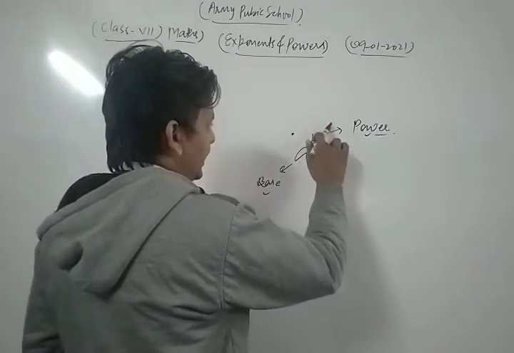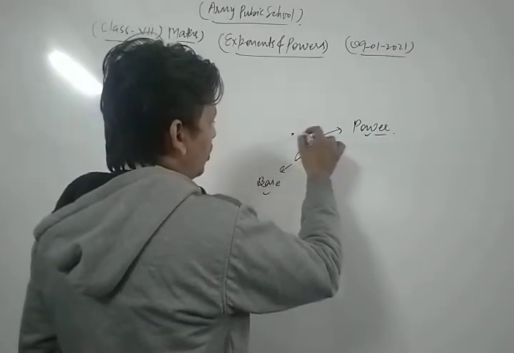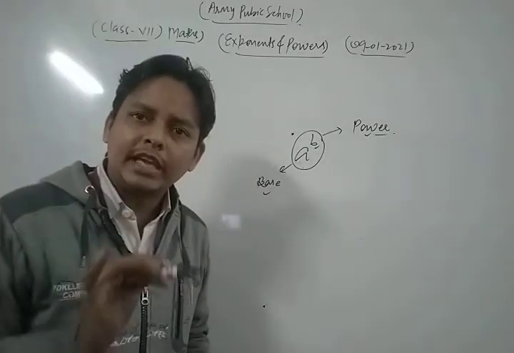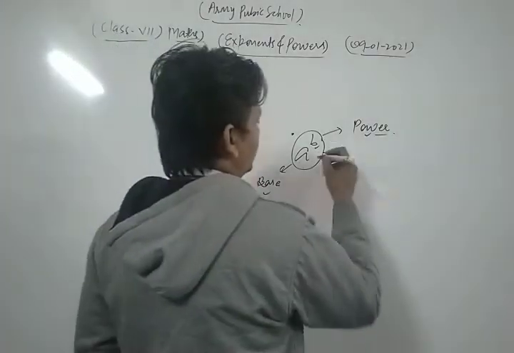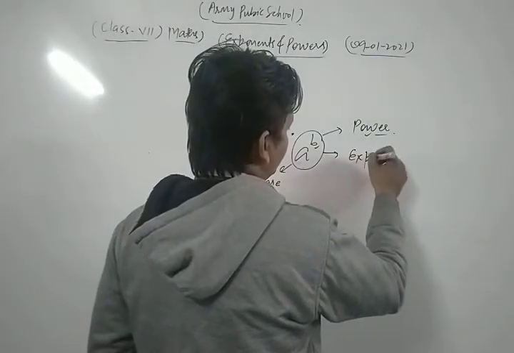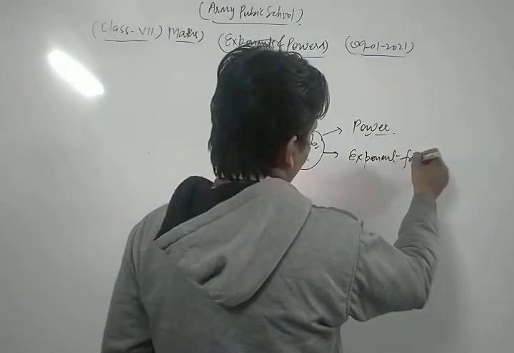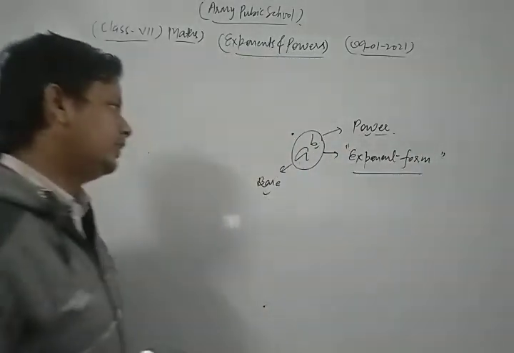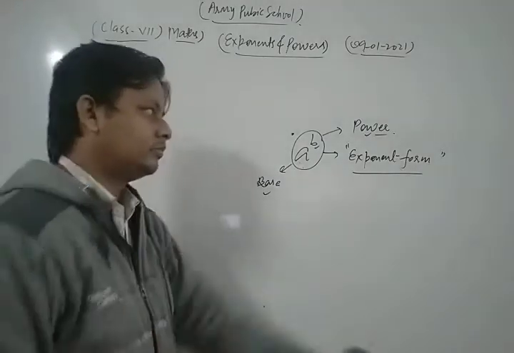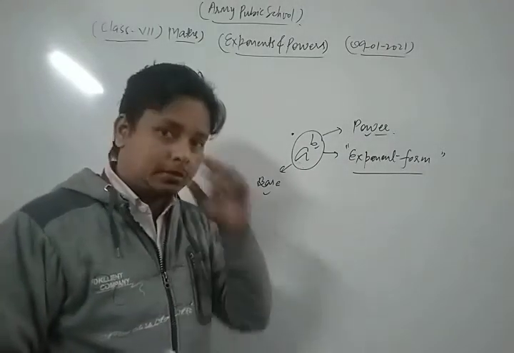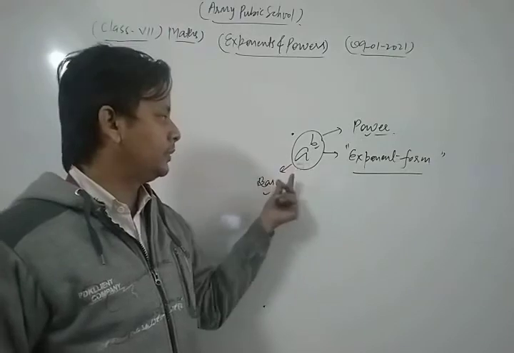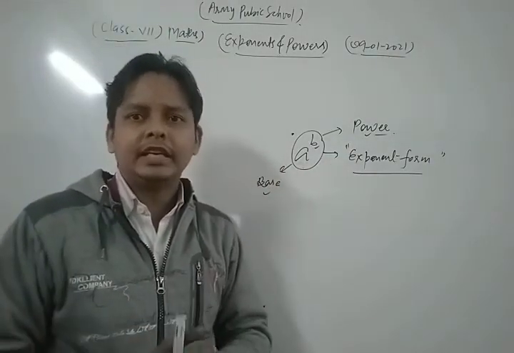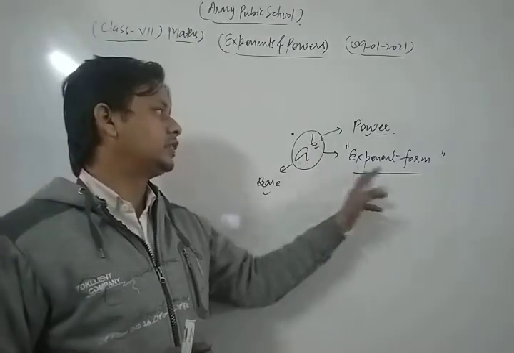And dear students, the representation of any number in the form of a to the power b is known as exponent form. So dear friends, this is your base and this is your power, and the representation of any number in the form of a to the power b is known as exponent form.